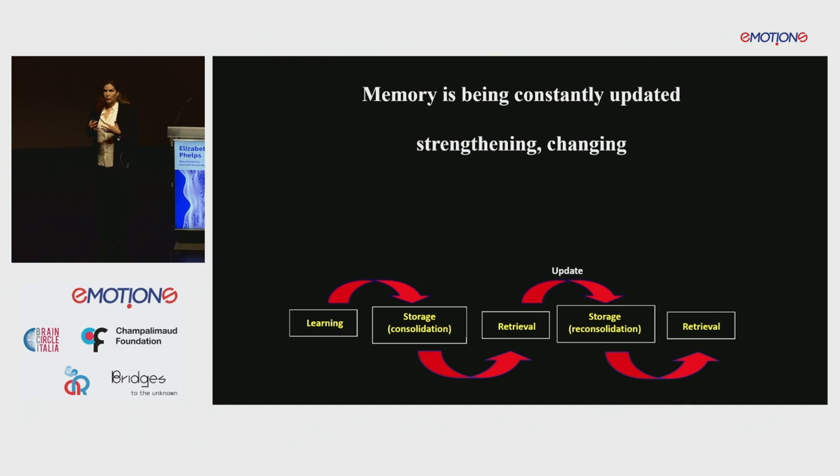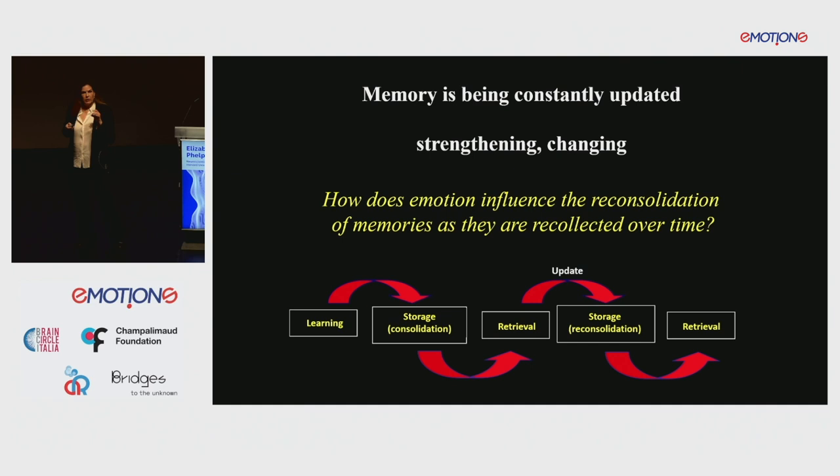Now, I will say, I'm sort of taking you to the limit of the science. We don't really know exactly how emotion changes the reconsolidation of memories as they're recollected multiple times over our lifespan, but we do know that emotion can influence many of the processes that are involved in reconsolidation, so it likely has a strong effect, and these memories may be evolving even as we age.